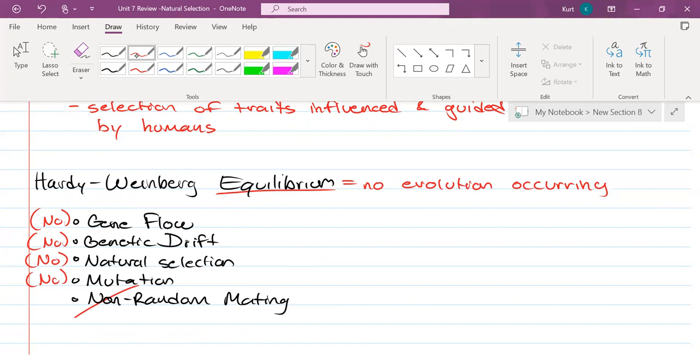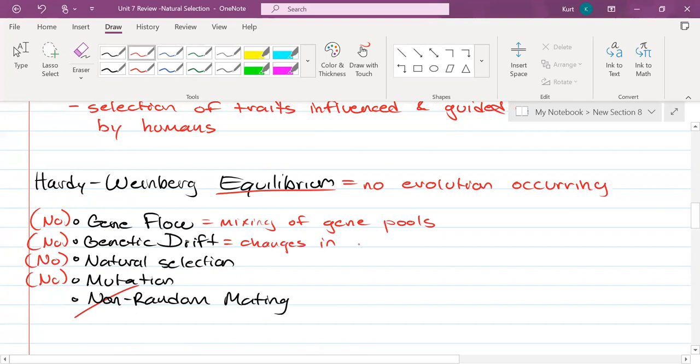Gene flow is the mixing of gene pools. If I have horses in North America and they are going to start breeding with horses from Asia, that's gene flow. If I have bald eagles in Florida and they're going to start breeding with bald eagles in Canada, that is gene flow. Genetic drift are going to be changes in allelic frequencies. Let's say that a population was 90% yellow, 10% black. And then over time it became 70% yellow and 30% black. That's genetic drift. Slight changes in the population.